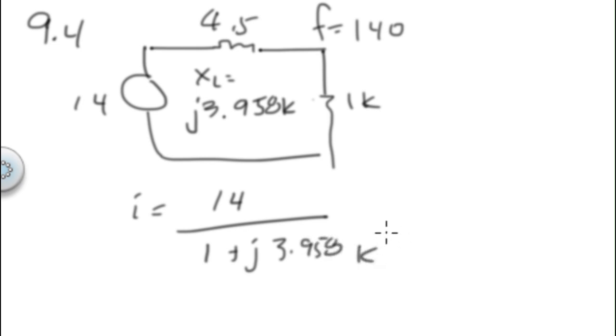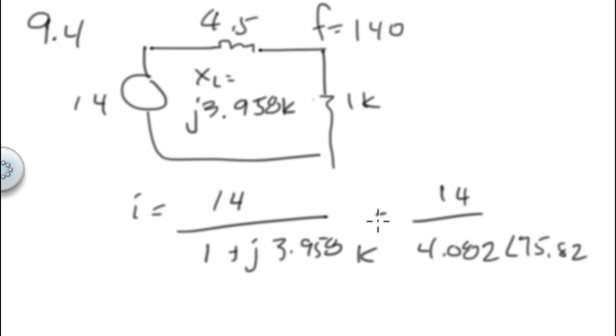So it's 1 R to P 3.958 equals 4.082, and then at an angle, 4.082 at angle 75.82.